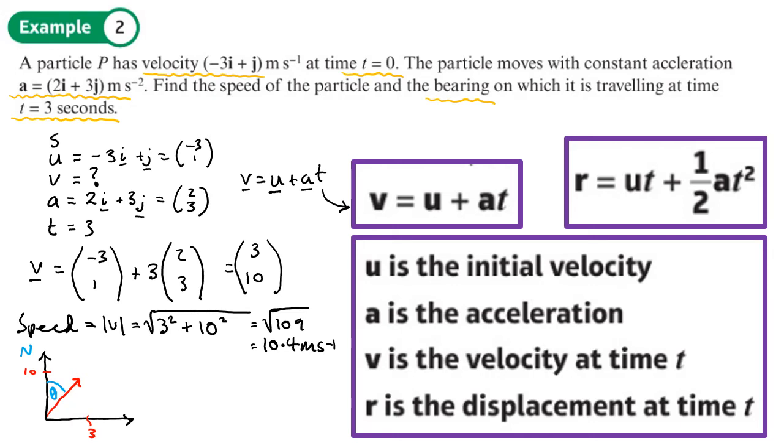Yeah. So the bearing is going to be that angle theta there, which is equal to the tan inverse of, now let's have a look. If I want to find this angle, that's the adjacent 10. The opposite is 3. Opposite over adjacent, 3 over 10.